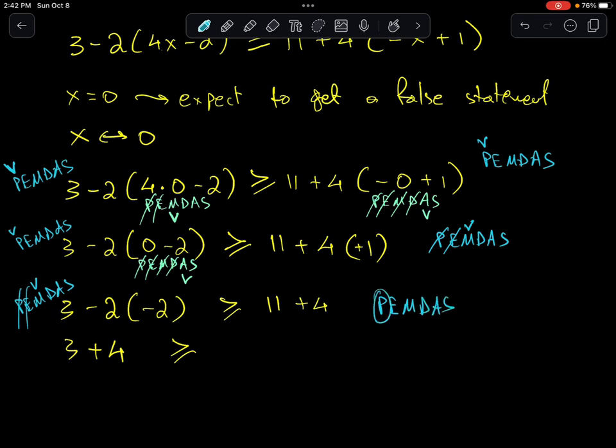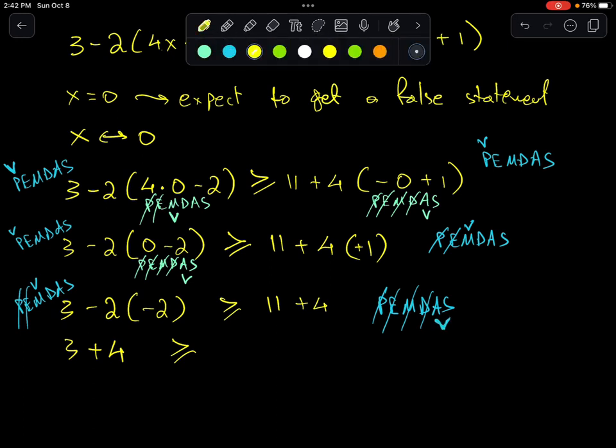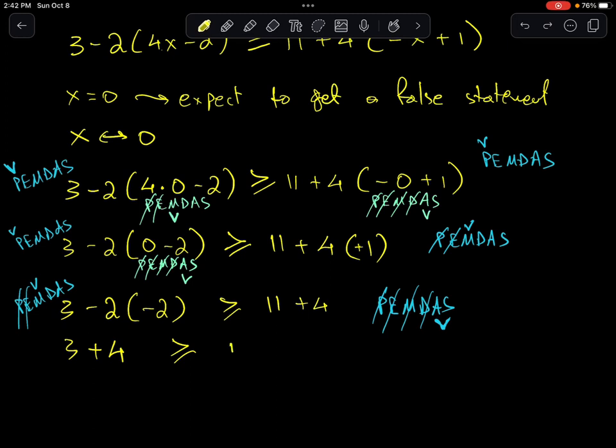Do I have parentheses? No. Exponent, no. Multiplications, no. Division, no. Addition, subtraction, yes. So I'm going to do addition, subtraction, and that's the only thing that there is there. And that's 11 plus 4. They're both positive, added and remain positive, and that is 15.